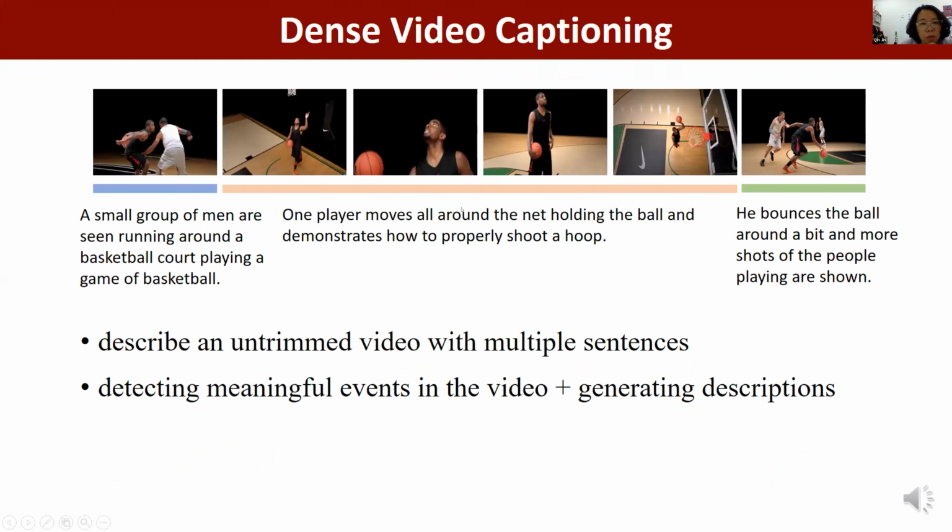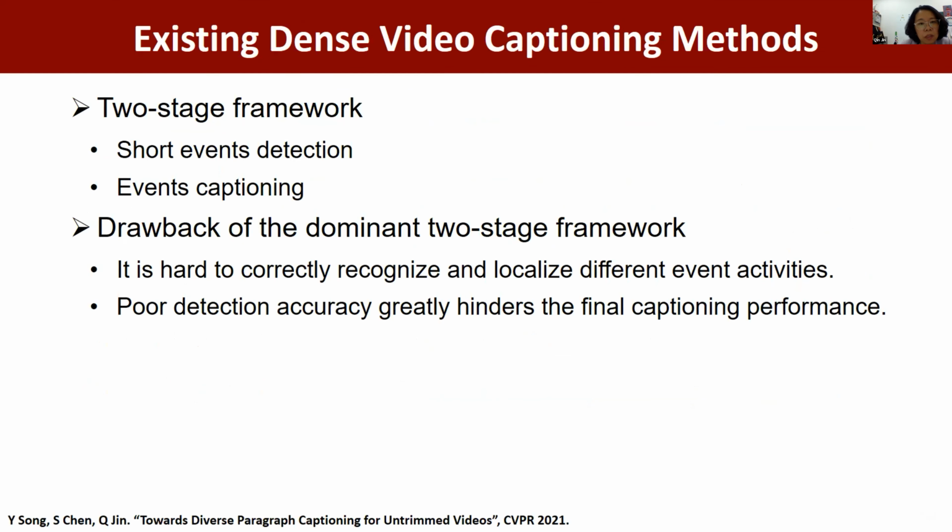So dense video captioning is more challenging because it involves detecting meaningful events in the video first and then generating descriptions for the events. Previously, the dominant approaches for dense video captioning involve two-stage processing. The first step is to detect short events, and then generate a caption for the events. There is a drawback for such a two-stage framework because the first step, event localization or event detection, is already a very hard task, and the errors made in the detection will greatly hinder the final captioning performance.